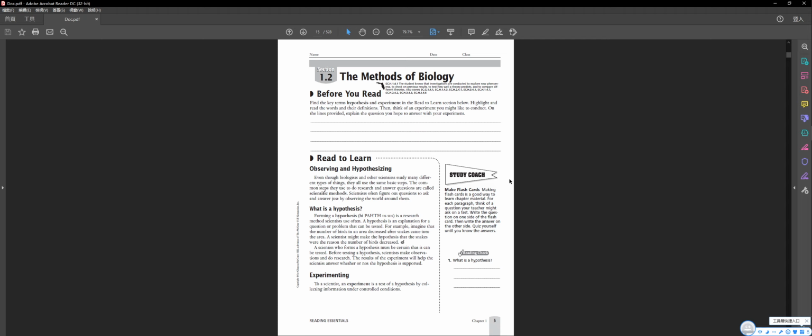The method of biology: observing and hypothesizing. Even though biologists and other scientists study many different types of things, they all use the same basic steps. The common steps they use to do research and answer questions are called scientific methods. Scientists often figure out questions to ask and answer just by observing the world around them. What is a hypothesis? Forming a hypothesis is a research method scientists use often.